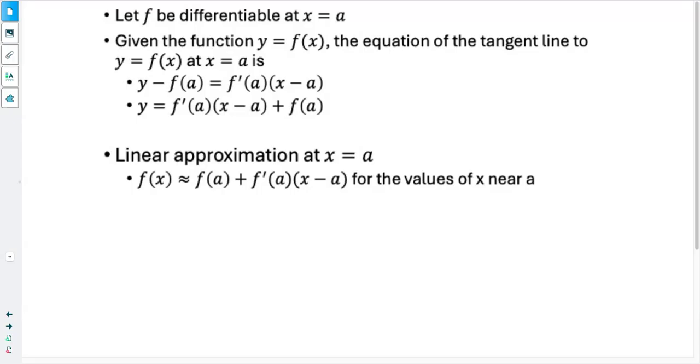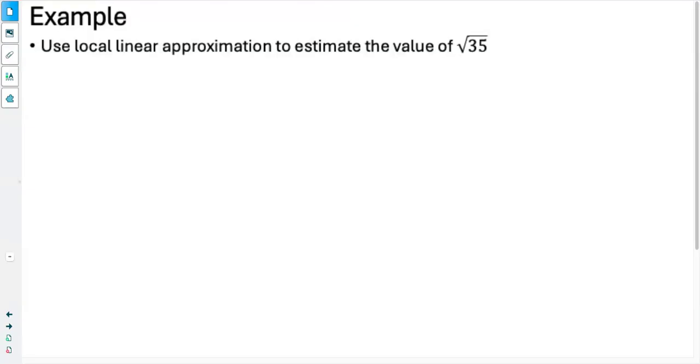Now, for linear approximation at x equals a, the approximate value of f at that x value is equal to f of a plus f prime of a times x minus a, for values of x near a. So we'll show how this works. For example, use local linear approximation to estimate the value of the square root of 35.